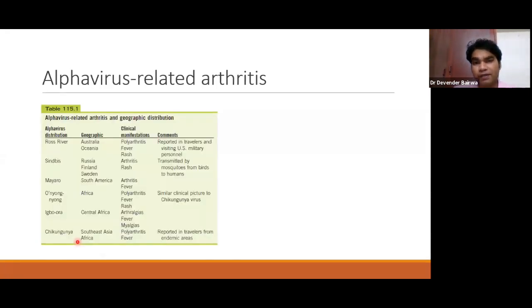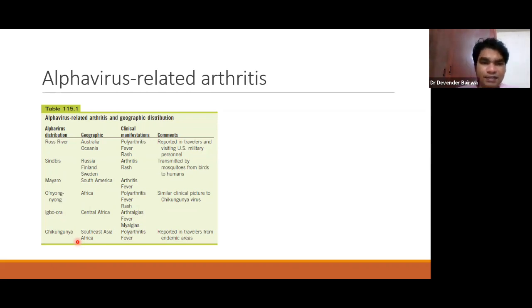Coming to alphavirus related arthritis. All these viruses are actually arthropod-borne viruses. This is fever caused by a mosquito bite followed by musculoskeletal symptoms. Different geographical regions have different viruses, and they have different names.